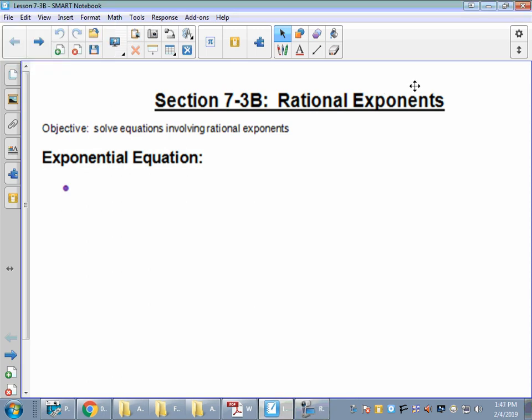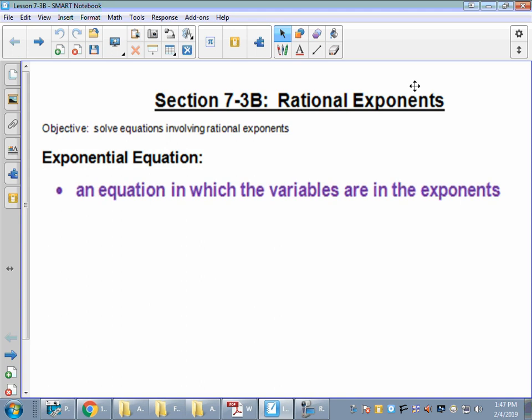7.3b, rational exponents. So there's a second part of section 7.3b. Today we're going to solve equations involving the rational exponents. So first to do that, let's talk about an exponential equation, what it is. An exponential equation is an equation in which the variables are in the exponents.